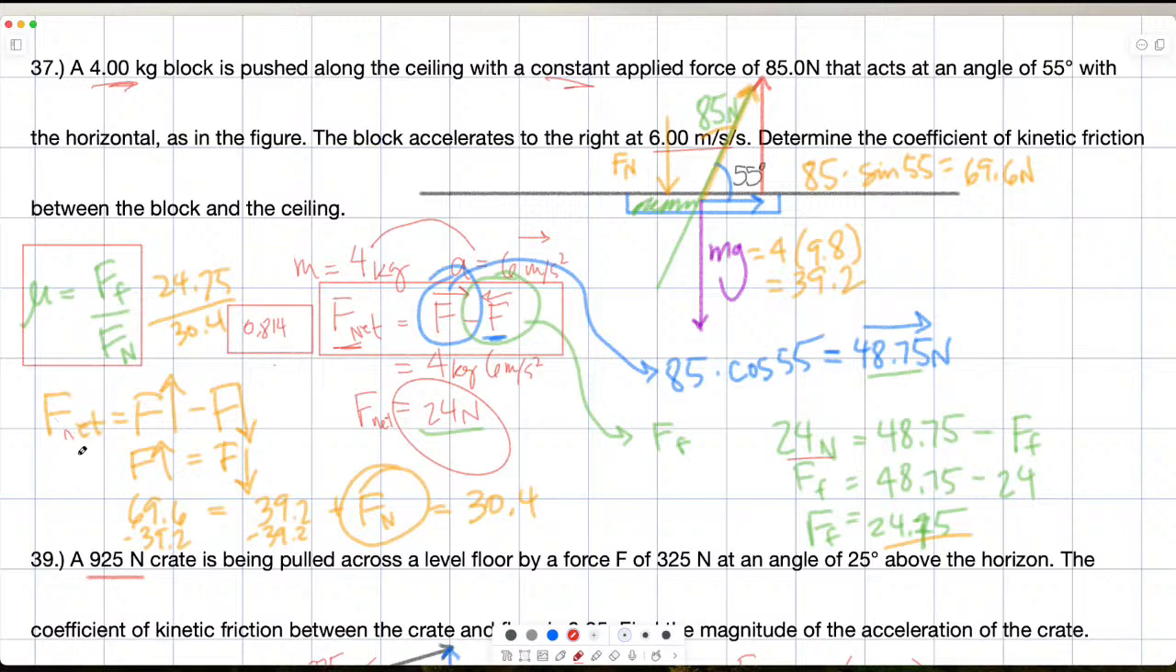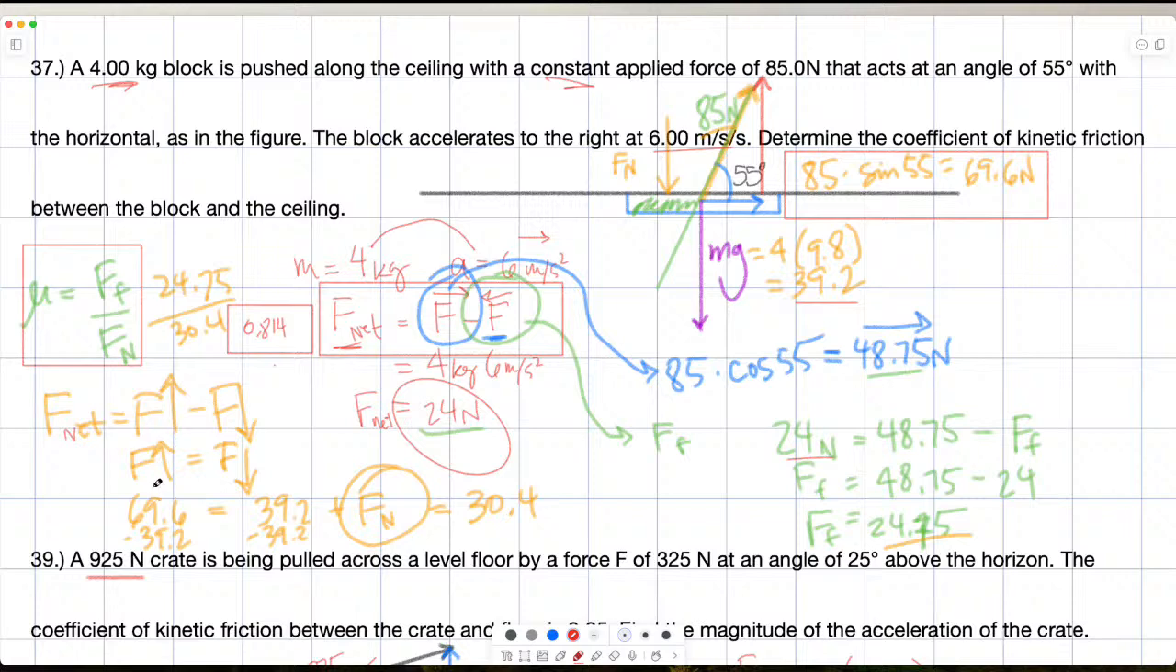F net is force up minus force down. The net force vertically is 0. So that means force up equals force down. So we've got an up force of 85 times sine 55. This is an upward force provided by the push, the 85 newton constant force at a 55 degree angle. So 85 times sine 55 is 69.6. And mg is 4 times 9.8, which is 39.2. So we've got one of the ups and one of the downs, but the last one is the normal force.